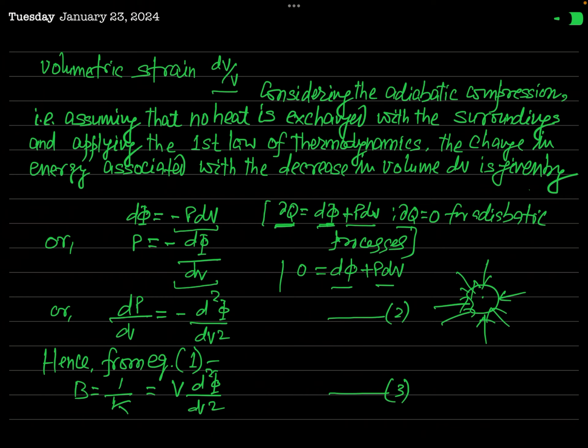And so, if you differentiate this P with respect to volume V, what will be your result? If your aim is to find dP by dV, this dP by dV will be equal to what? This will be minus d2 phi by dV square. Okay, minus d2 phi by dV square.